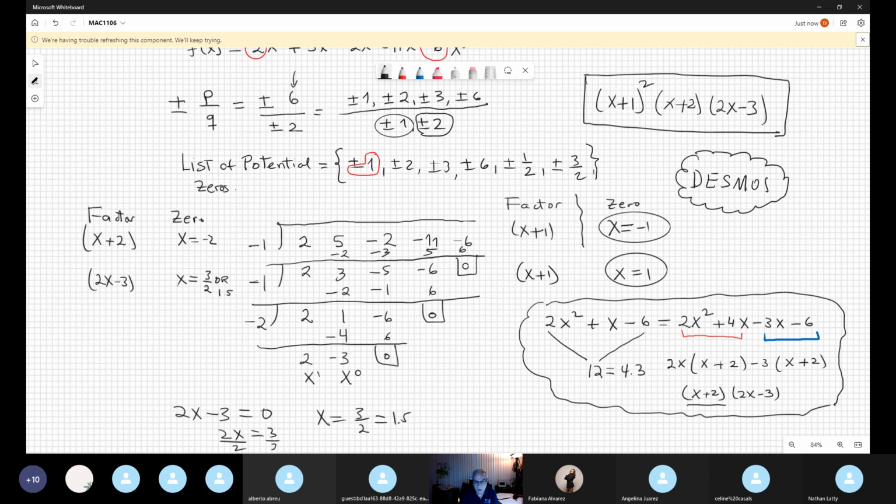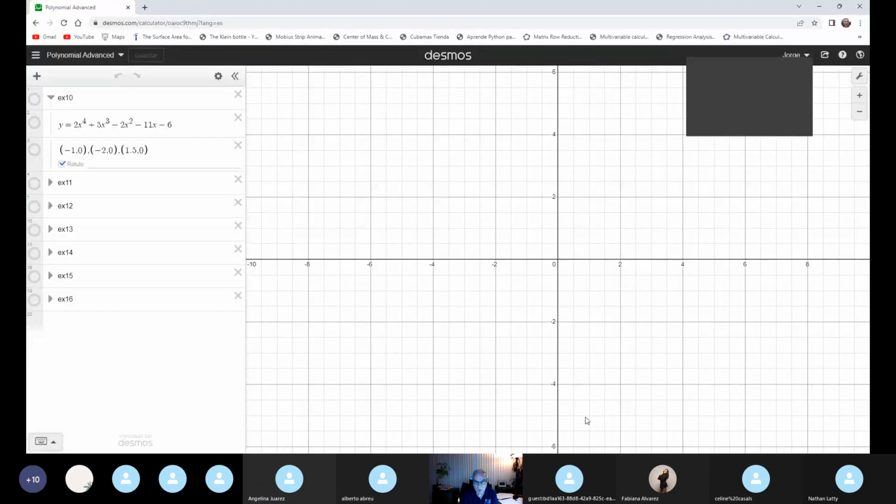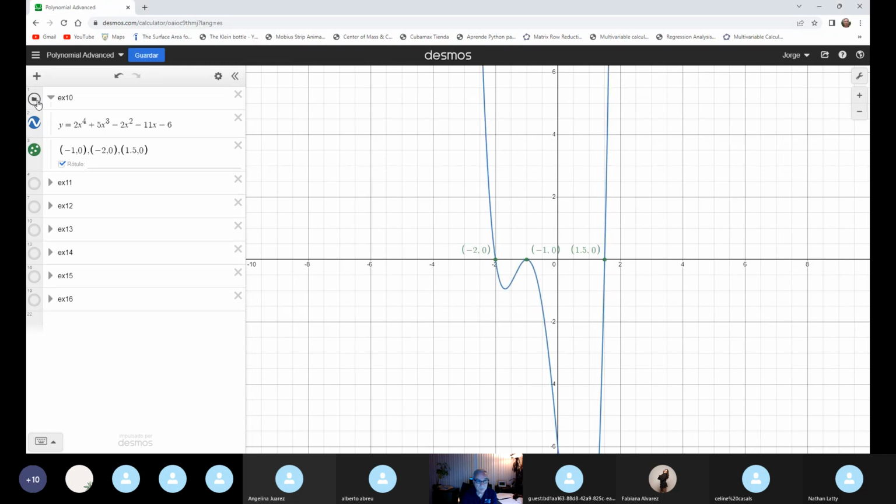Excellent. Let me share the screen. Switching to Desmos. Do you see my Desmos now? Okay, cool. Pay attention. I activate that. This is degree 4. It's obvious that the end behavior looks like that.